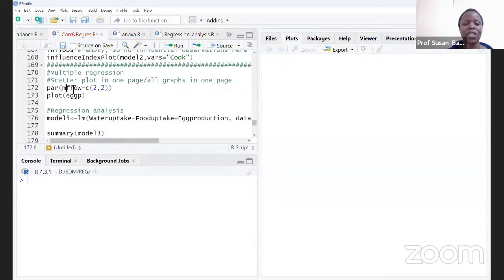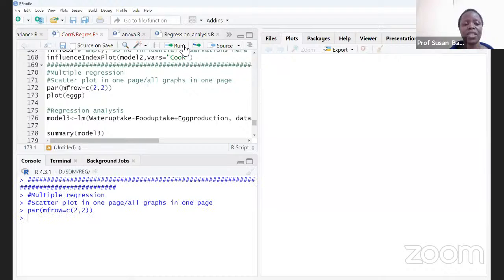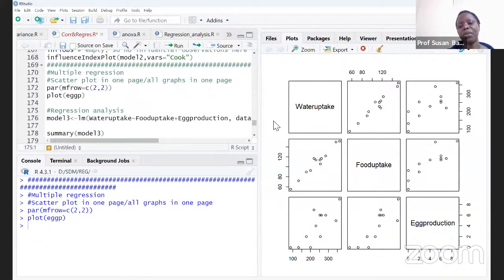So let's run lines 172 and 173. When we run it, in your plot section you will see water uptake, then the second column is food uptake, and the third column is egg production. You see water uptake is positively linearly related to food uptake, and it applies also to egg production. Water uptake is positively linearly related to egg production. And food uptake and egg production is the third graph on the second row. You can see this relationship here.